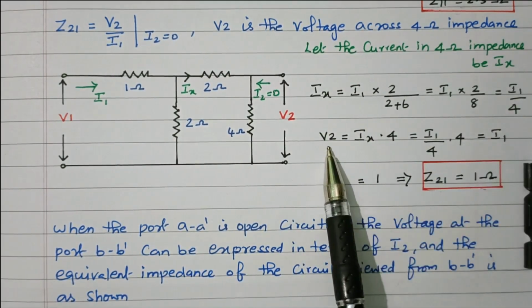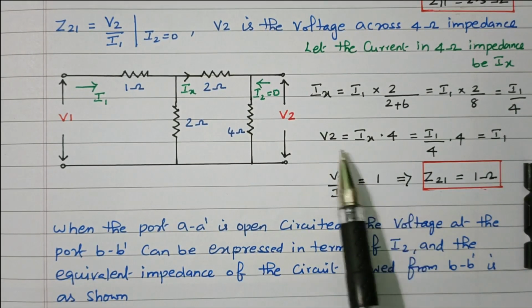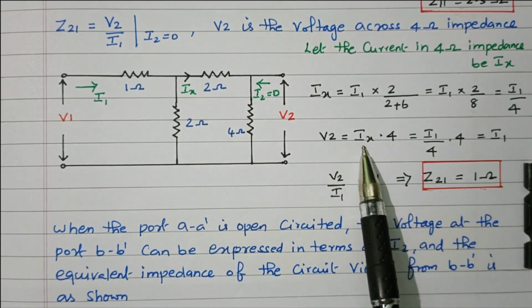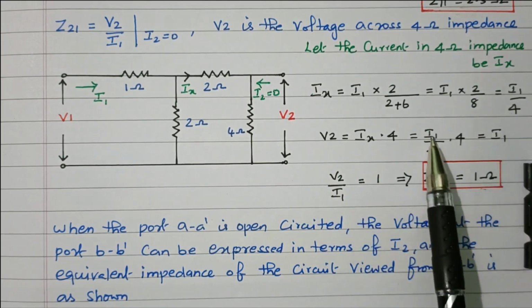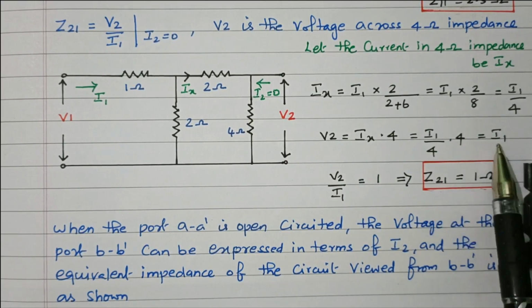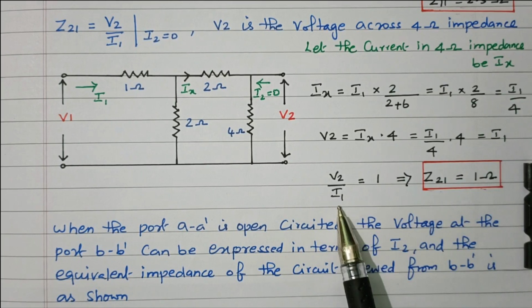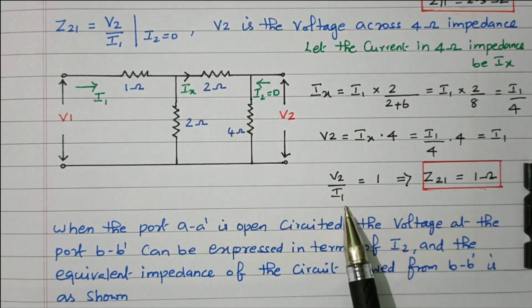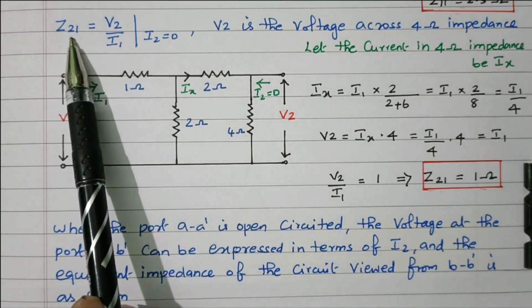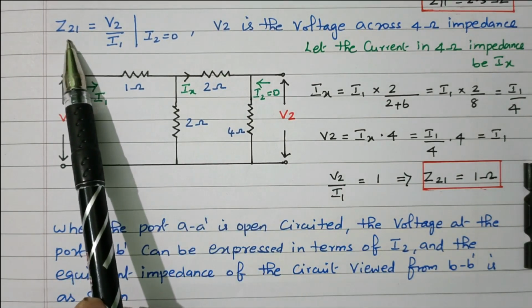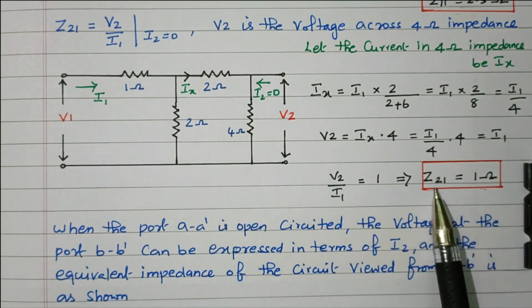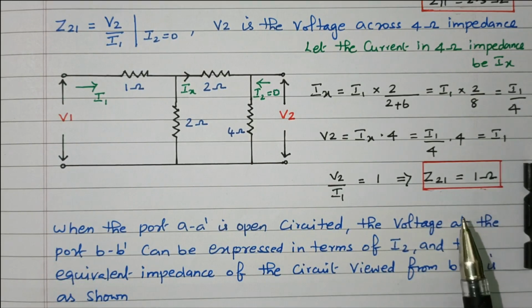Now we'll go to this. V2 equal to Ix into 4. V equal to I into R. R is 4 ohm, I is Ix. Ix, what we calculated, is I1 by 4. This 4 got cancelled. V2 equal to I1. Bringing this I1 to the denominator, V2 by I1 equal to 1. So this V2 by I1 is nothing but Z21, the open circuit forward transfer impedance. That is equal to 1 ohm. Right? So Z21 we calculated as 1 ohm.